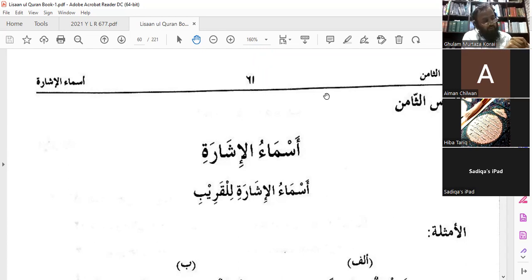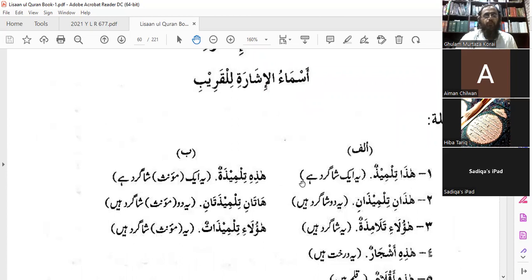Okay. And for muannas, sister Sadika, for muannas? It's hazihi, hatani, and haulai. Okay. And for jama ghair zi aqil? Then it will be like Mufrad Muannas, then hazihi. Very good. Good, sister. Both of the sisters are correct.